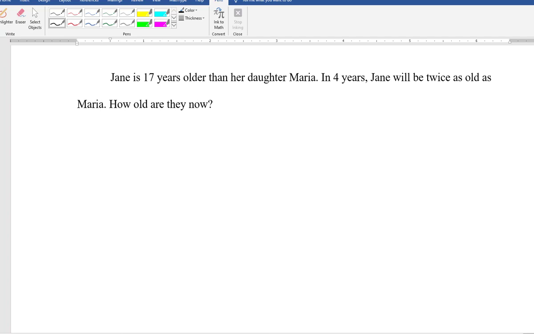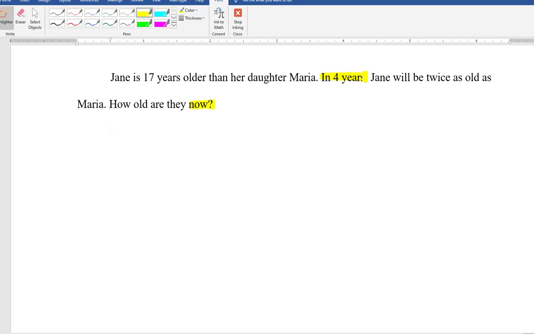So here's the issue. Jane is 17 years older than her daughter Maria. In 4 years, Jane will be twice as old as Maria. How old are they now? So let's figure out what information we're given and what information we need to be able to solve for how old are they now. The two things that really stand out to me is we're dealing with two blocks of time. We're dealing with the block of time of now and also the block of time in 4 years.